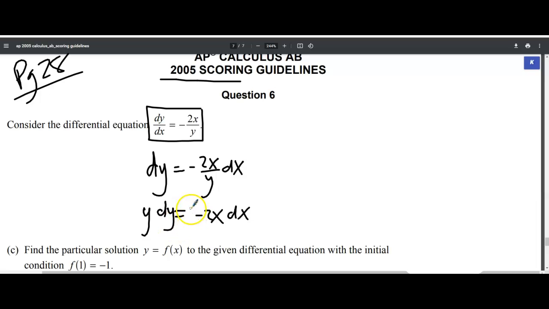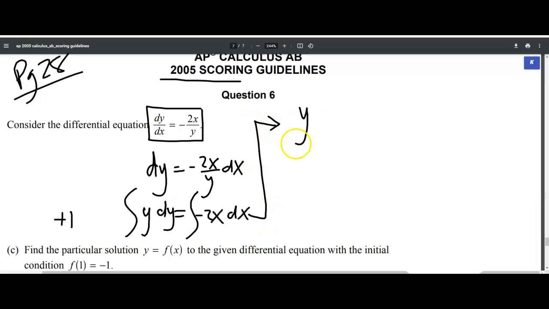All right, so that's step 1. And that's typically worth 1 point, is separating those variables. The next step is to integrate both sides. Now, luckily, both of these problems are pretty simple to integrate. Sometimes they could be quite complicated.